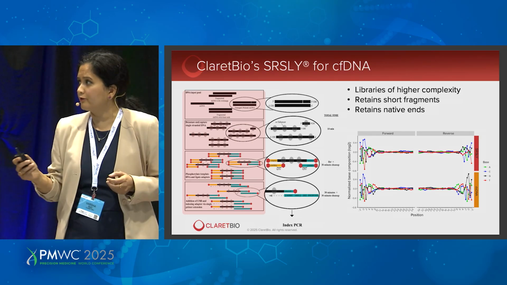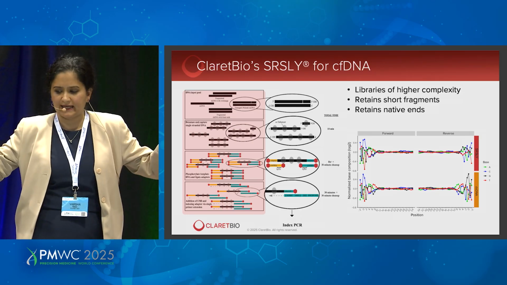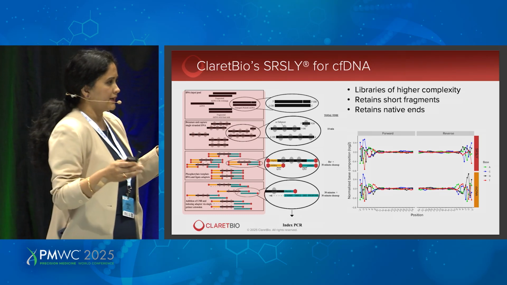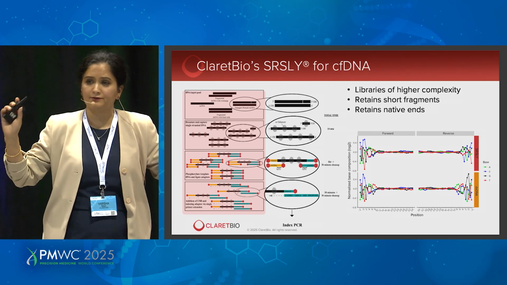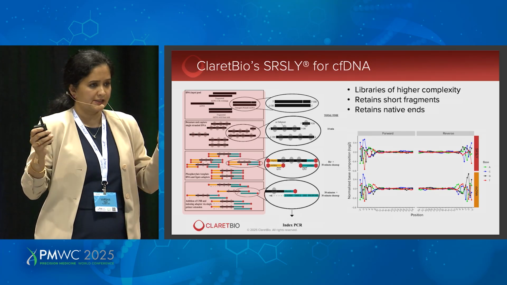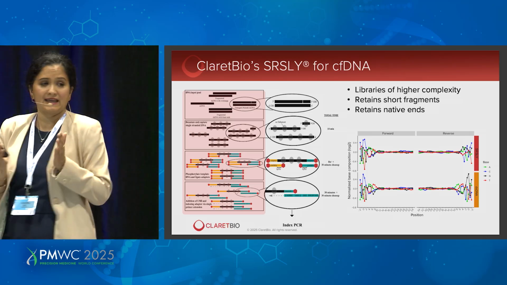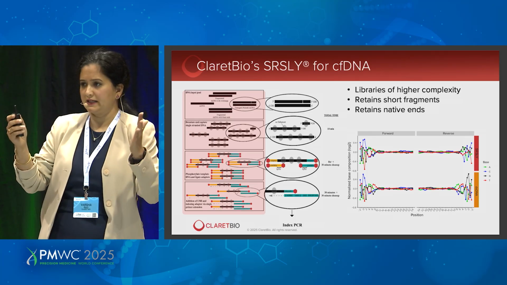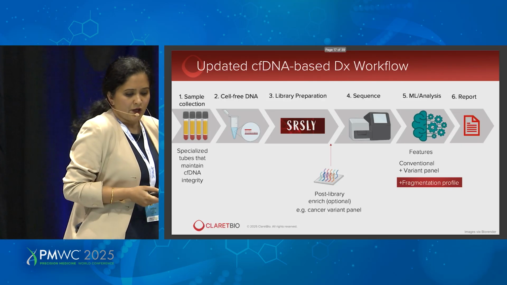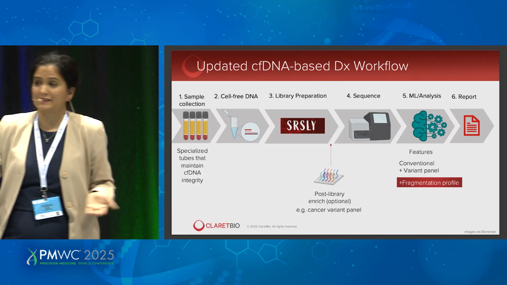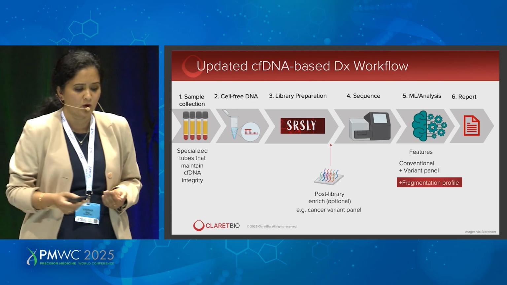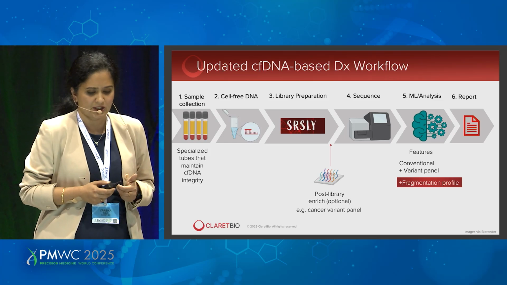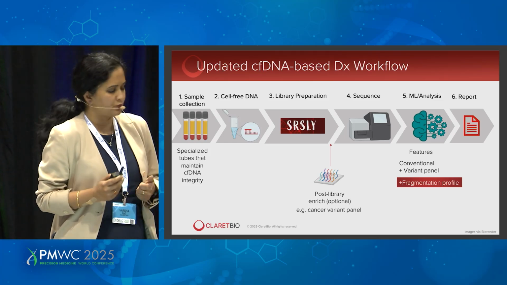Here I'm showing a graph of base compositions at the ends of DNA. The top panel is Seriously, the bottom panel is a double-stranded prep. What you see here is that the forward and reverse reads have different base composition for Seriously, whereas with double-stranded DNA, they're actually complementary or mirror images of each other, which is a function of the blunting that happens in standard library preps. So with that, I propose an updated cell-free DNA-based diagnostic workflow where you start with your library prep, but you use Seriously, retain all this information, and then you go into fragmentation profile.